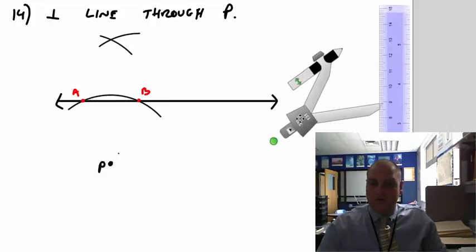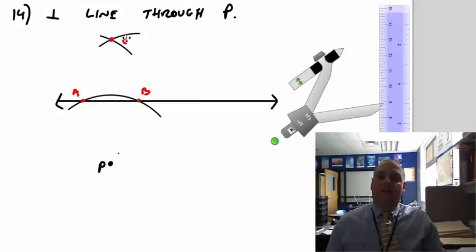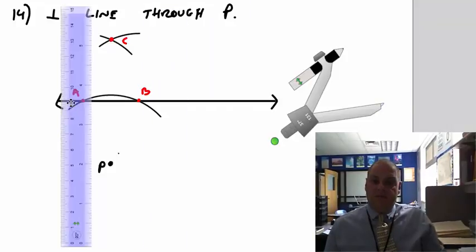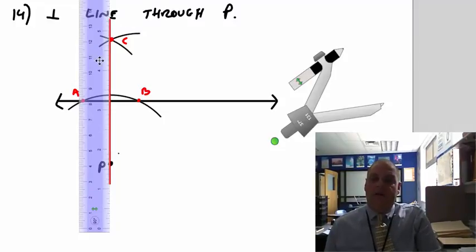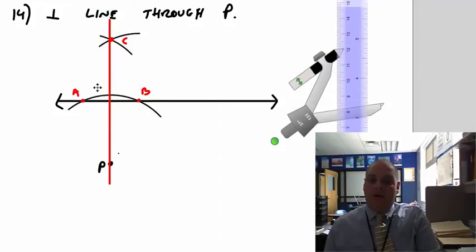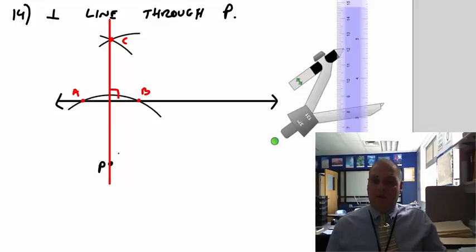There we go. And I get point C, call it whatever you want, point C, and then we'll connect P to C. We'll connect P to C. There we go. And there it is. There's our perpendicular line through point P that's off the line, but it's the exact same construction as number 13.